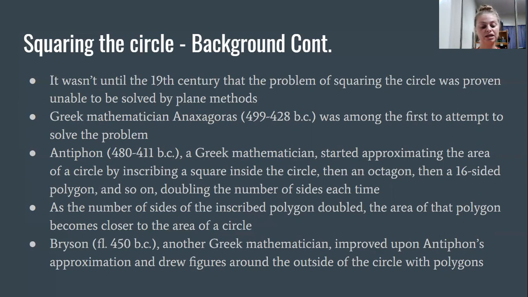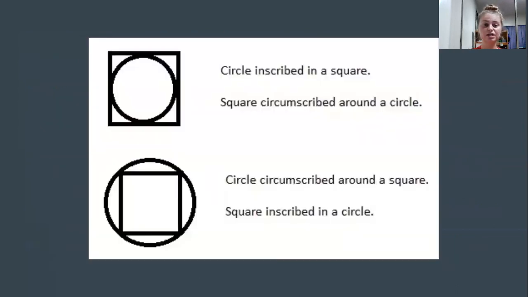Then Bryson, instead of inscribing a polygon inside the circle, circumscribed a polygon outside of the circle. That means to just draw the figure outside of the circle. I have a picture of that. The very top one is more closely related to what Bryson was trying to show, so the square is circumscribed around a circle. The bottom one is more related to Antiphon, where the square is inscribed in the circle.